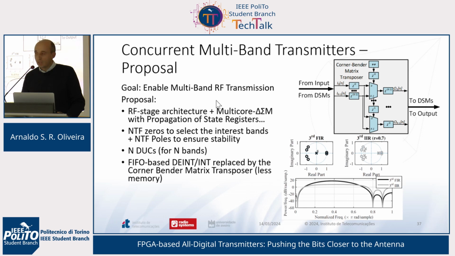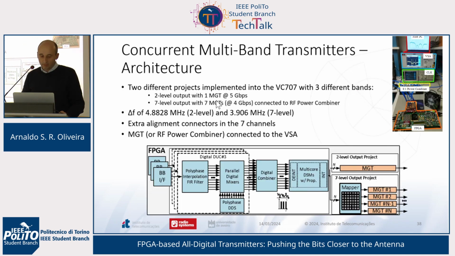Again, we used multi-core delta sigmas. We used several noise transfer function zeros, as I mentioned. We integrated the digital up conversions inside the FPGA, and again, in order to achieve the desired speed, we needed to split all our baseband samples through the several delta sigma phases in order to achieve higher sampling rates.